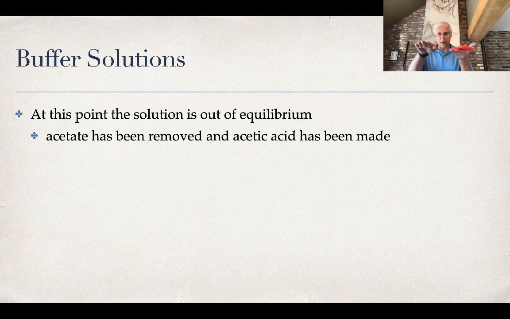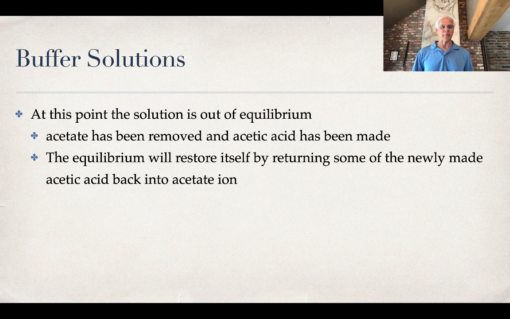Okay, we were right here, and then as I added acid, the amount of acetic acid went up because it got made, and the amount of acetate ion went down because it got consumed. So I'm now out of equilibrium. So the equilibrium is going to want to restore itself, and it's going to do so by taking some of the acetic acid that was just made and turning it back into acetate ion. Because at that point I have too much reactant and not enough product. So the reaction will shift back in the forward direction.